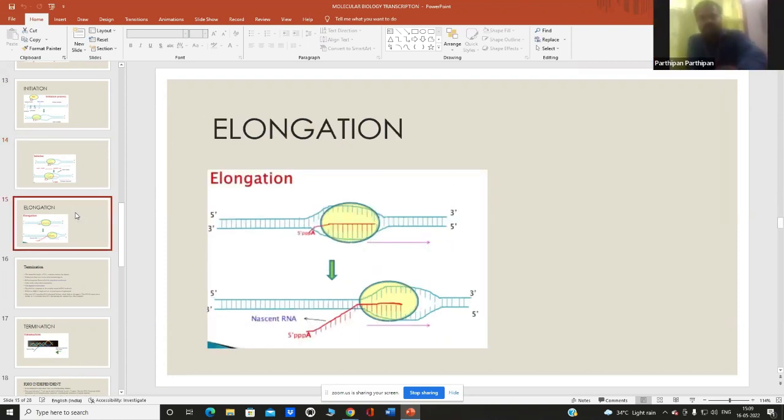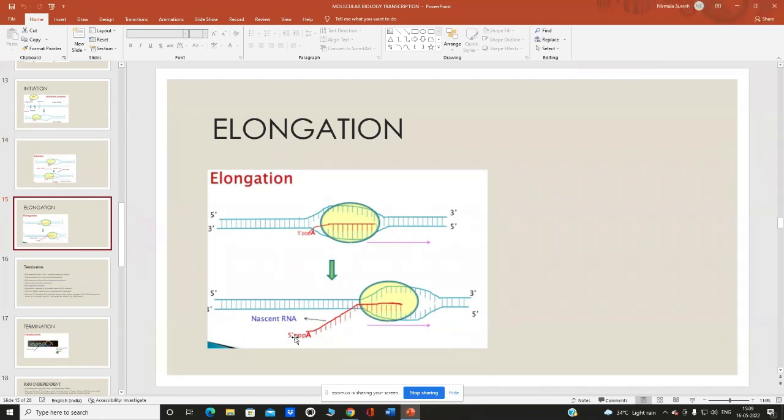Elongation, nascent RNA, 5-methyl guanine triphosphate, it is in eukaryotes.